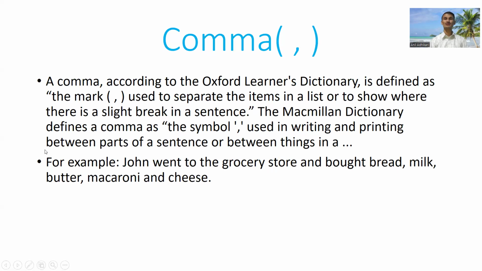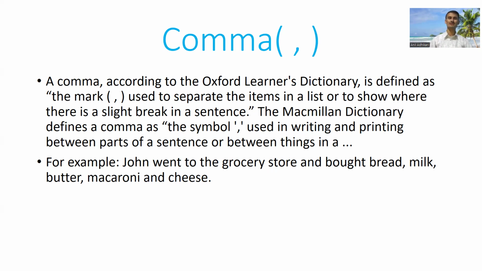Another topic. Oh, another topic. That is comma. What is that? Comma. Say again. Comma. Good. What is a comma? Comma, according to the Oxford Learner's Dictionary. Have you ever visited the Oxford Learner's Dictionary? Don't forget to visit there. So many things are there. According to the Oxford Learner's Dictionary, a comma is defined as the mark, that is the symbol, used to separate the items in a list or to show where there is a slight break in a sentence. The Macmillan Dictionary defines a comma as a symbol used in writing and printing between parts of a sentence, between things.